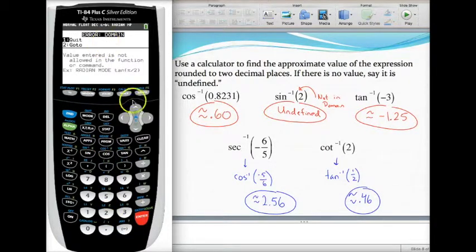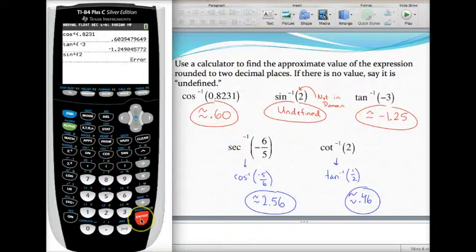Now this one's not going to work. There's my error message. The reason that this one did not work while those other two did work is that, recall, my domain for inverse sine is only numbers between -1 and 1. So 2's not in that domain. There is no answer. We would just say undefined.